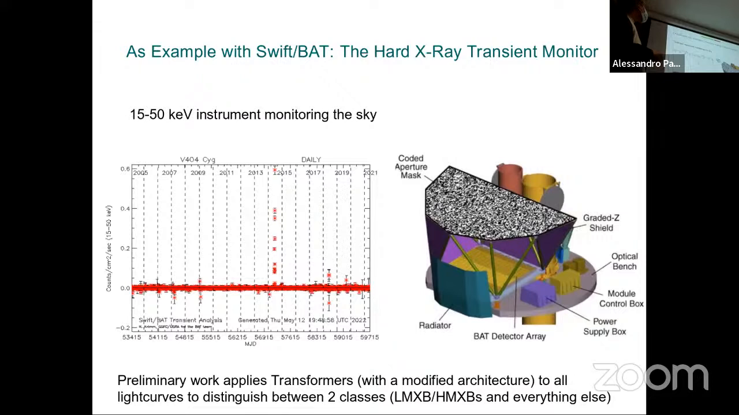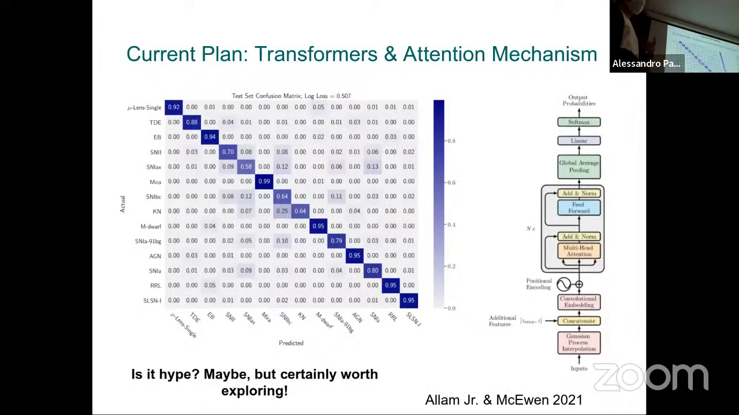Well, for example, one idea that I had, but perhaps is a bad idea, I don't know yet, is to take Swift BAT. This is a monitor that has been going on since early 2005 or so. And there are thousands and thousands of data points for about 1,000 sources. So perhaps we could do something similar to what they did here, but with real data.